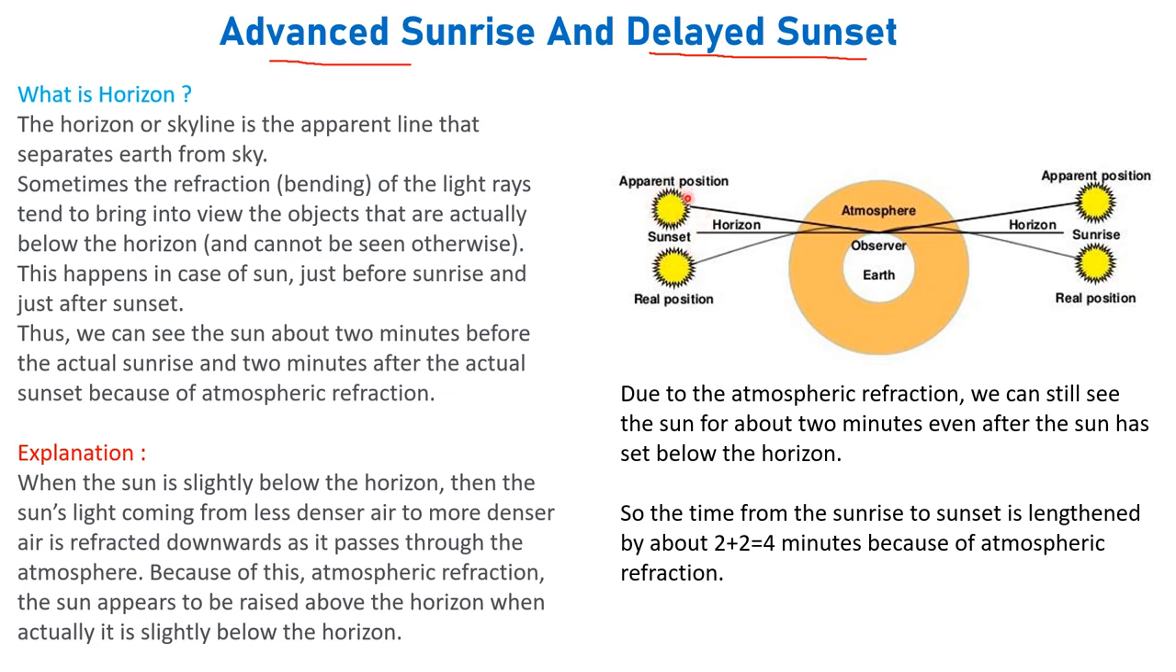So altogether we can see 2 plus 2, 4 minutes, right? The time period from sunrise to sunset is lengthened by about 4 minutes because of atmospheric refraction. Children, I have given the explanation. Later on you can pause the video and read the explanation.